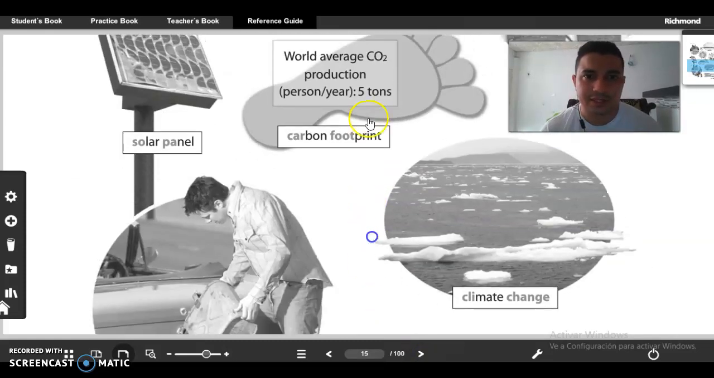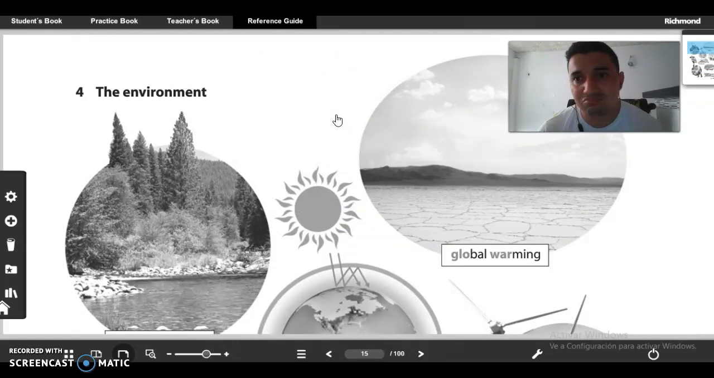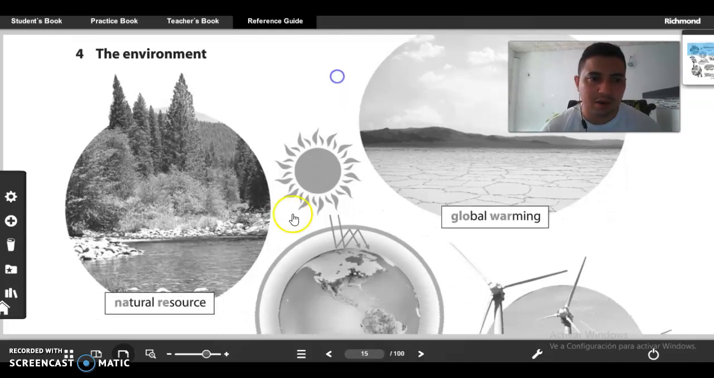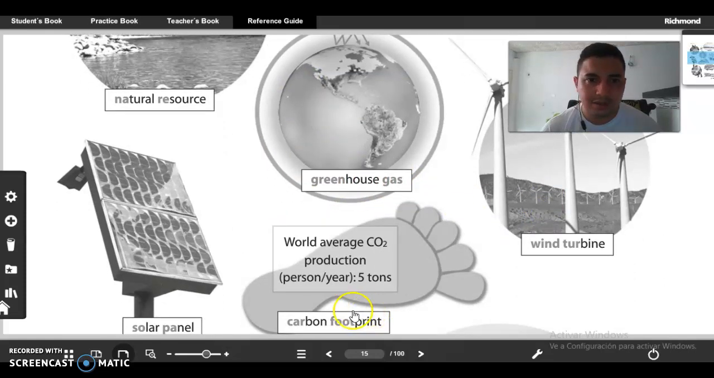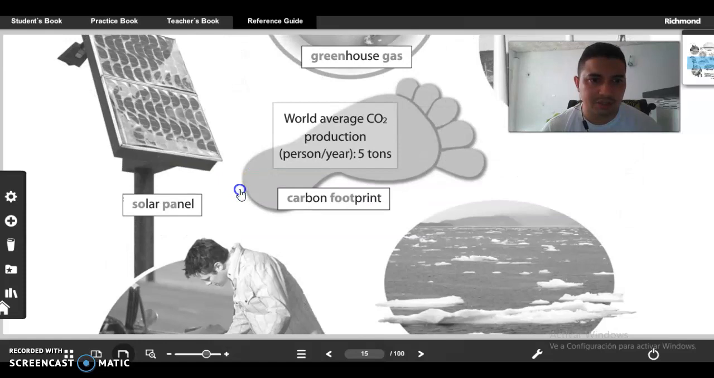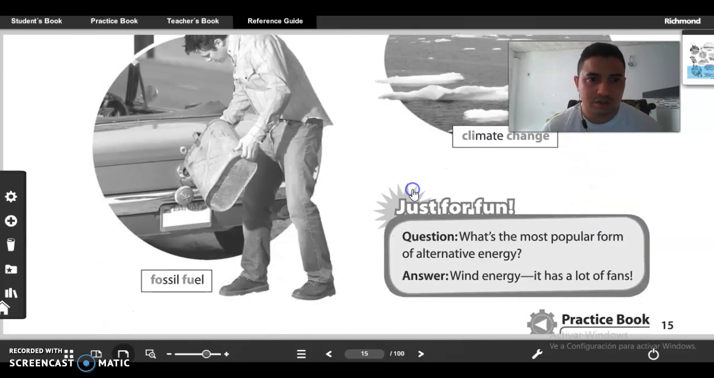To finish this part of vocabulary, we have other words related to the environment: global warming, natural resource, greenhouse gas, wind turbine, carbon footprint, solar panel, climate change, and fossil fuel.